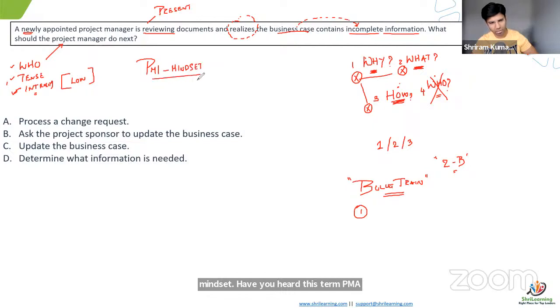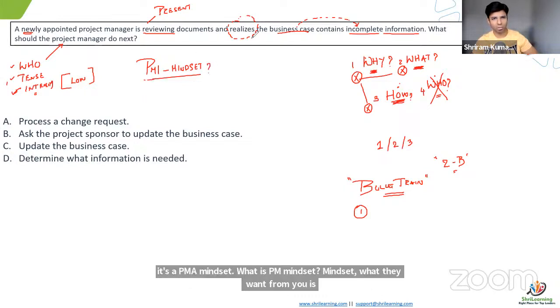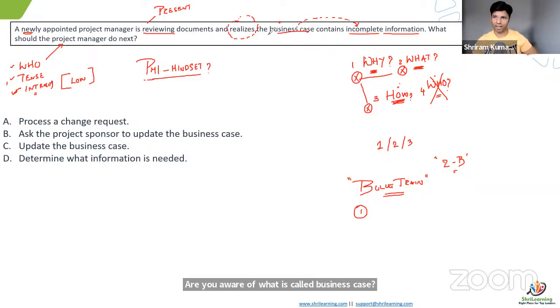So it's the PMI mindset. What is the PMI mindset? What they want from you is, are you aware of what is called a business case? Are you aware of benefit analysis? Are you aware of how a project is chosen or what is the involvement of the project manager? Now, in the books, which domain can you learn this?